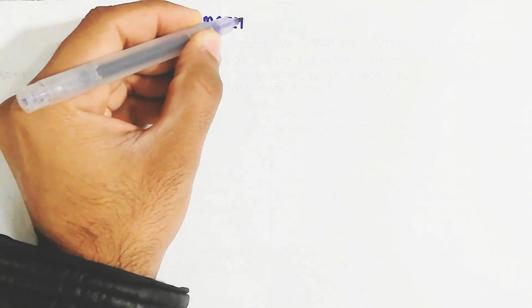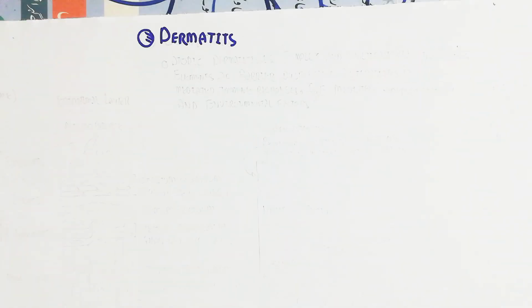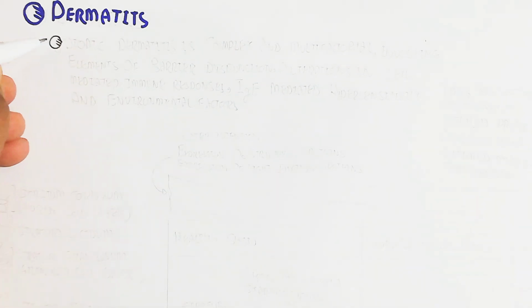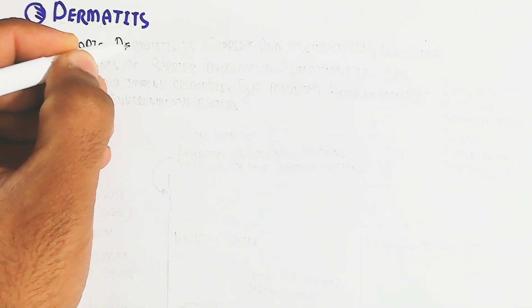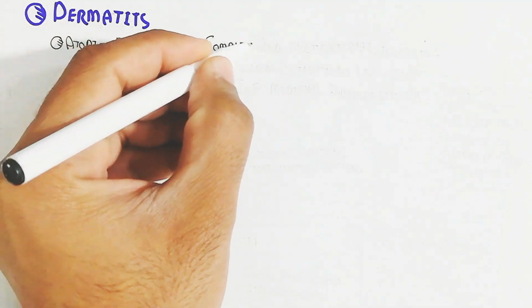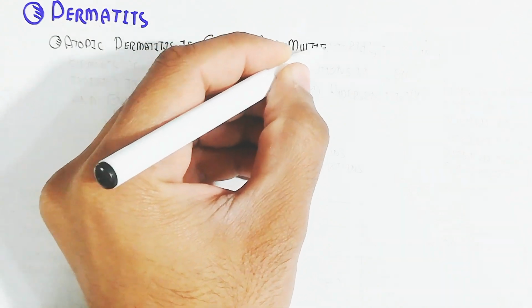Hello, in this video we will understand about dermatitis. Dermatitis is the inflammation of the skin by several types. So, in this video we will understand about the inflammation due to a lesion of the skin or other problem. Let's begin to understand.